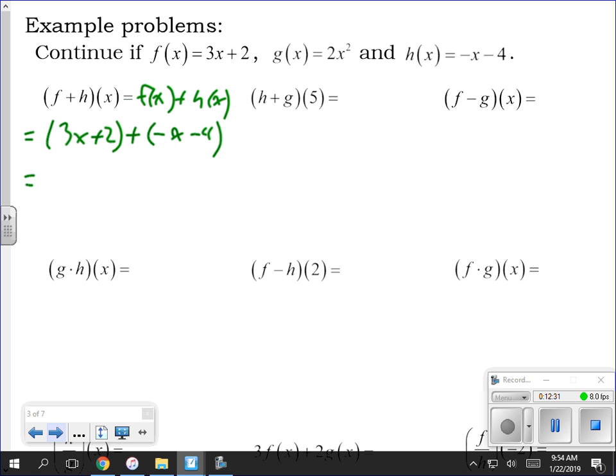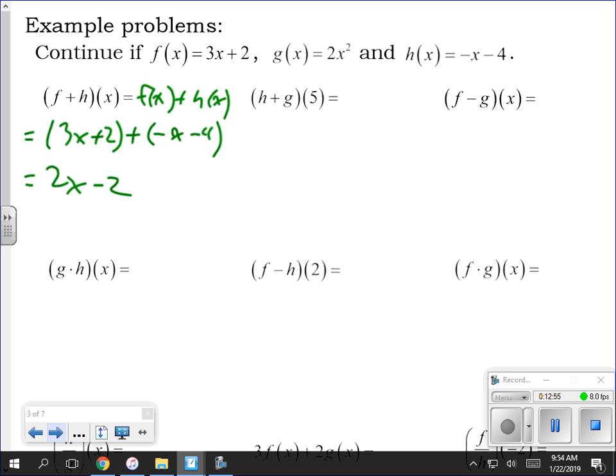Then I combine like terms. 3x plus negative x is 2x. 2 plus negative 4 is negative 2. Algebraic manipulation. That's what it is. It's algebraic manipulation.